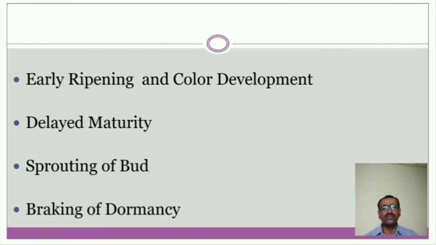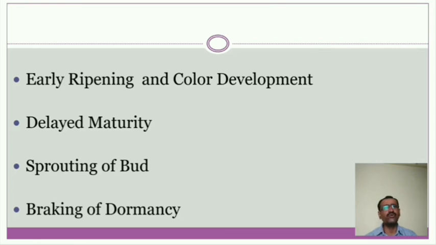Next one is delay in maturity. Early maturity is one part, and delayed maturity is also for gaining more and more yield from that specific fruit. Delay in ripening is required when fruit is to be sent to a long-distance market. For that purpose maturity may be delayed, and it is induced by dipping the fruit in 2,4-D or 2,4,5-T or MH to extend the storage life of the fruit. So in this way we can also delay the maturity.